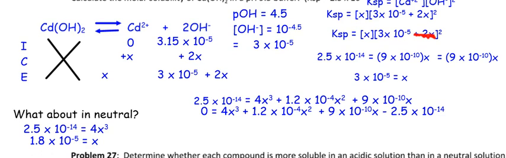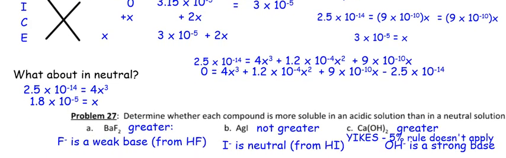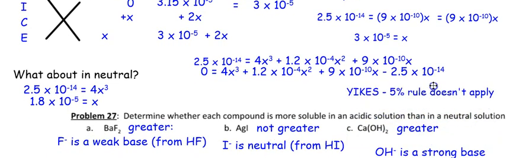The next one was problem number 27. Determine whether each compound is more soluble in acidic solution than in a neutral one. All right, so remember what we did in chapter 15? We were looking at if the salts were acids or bases. Okay, so this is what I did.